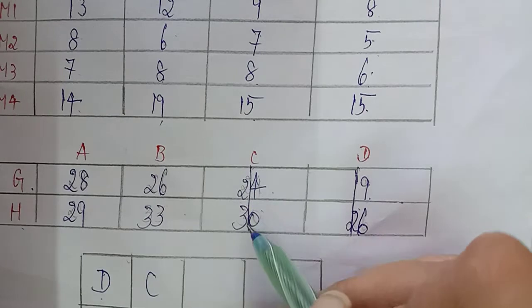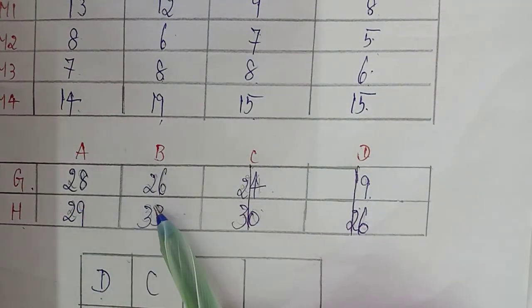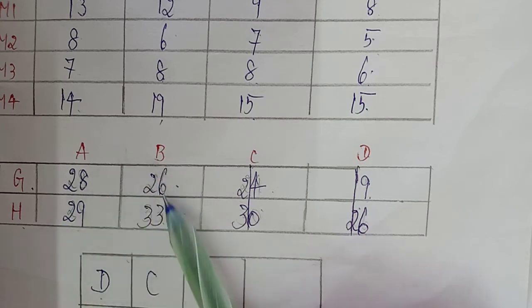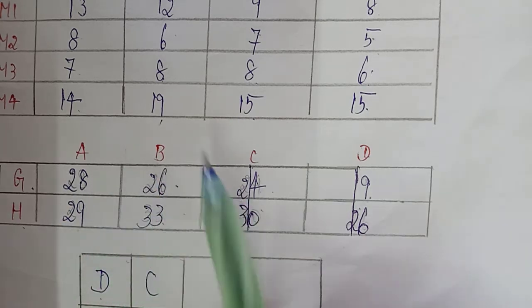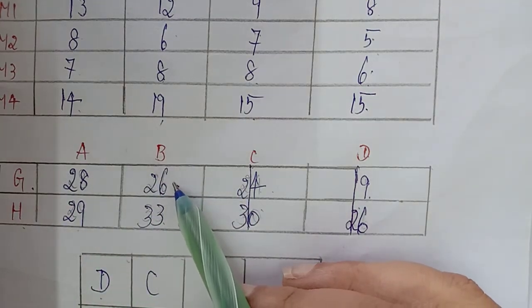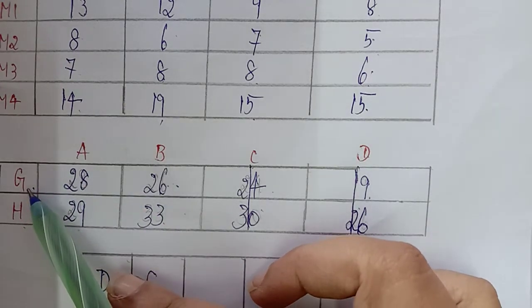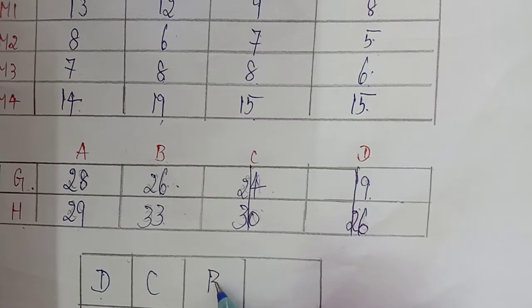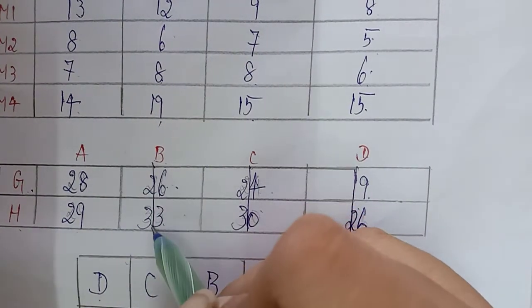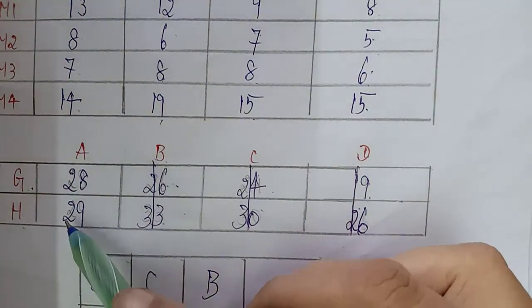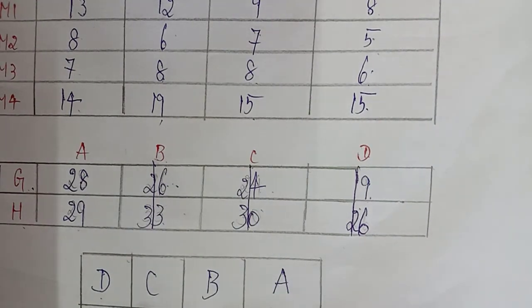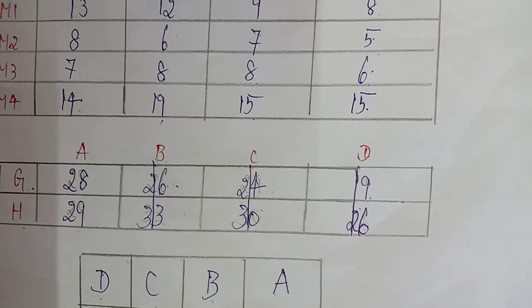Now you cut these processing times. The balance processing times are 28, 26, 29, 33. Out of these four processing times, the least processing time is 26. That corresponds to again the first machine G. So from the left you have to allot the job B. So these processing times also you can cut. So the remaining job is A. So DCBA is the sequence.